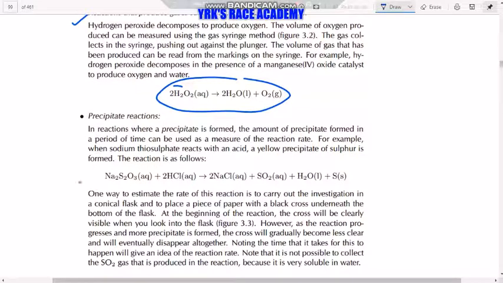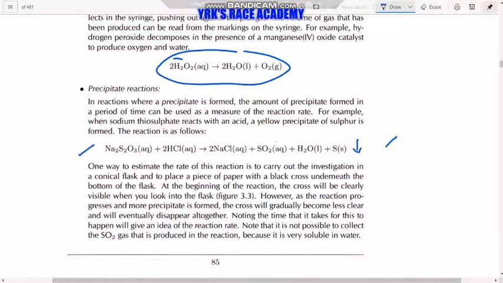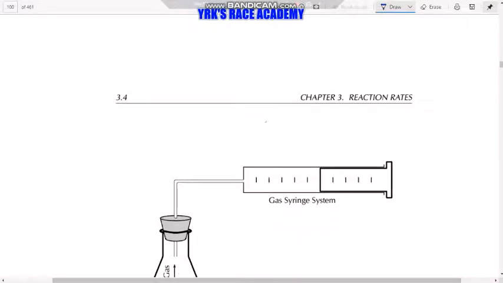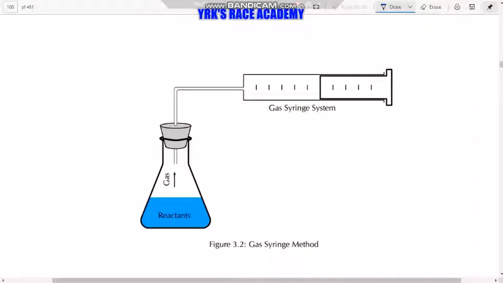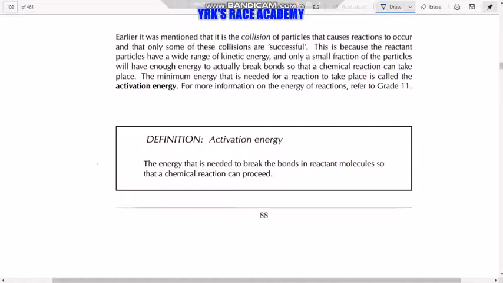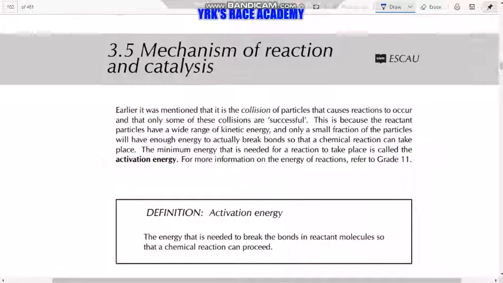Precipitate reactions: we have the thiosulfate reaction, which gives sulfur dioxide, water and sulfur. Colloidal sulfur will be formed in the precipitate reactions. On seeing all the different kinds of reactions, we can easily understand that the rates of reaction are not the same for all reactions. This is the gas syringe method we can use to understand how much gas is produced from the reactants. The next topic is the mechanism of reaction and catalysis.